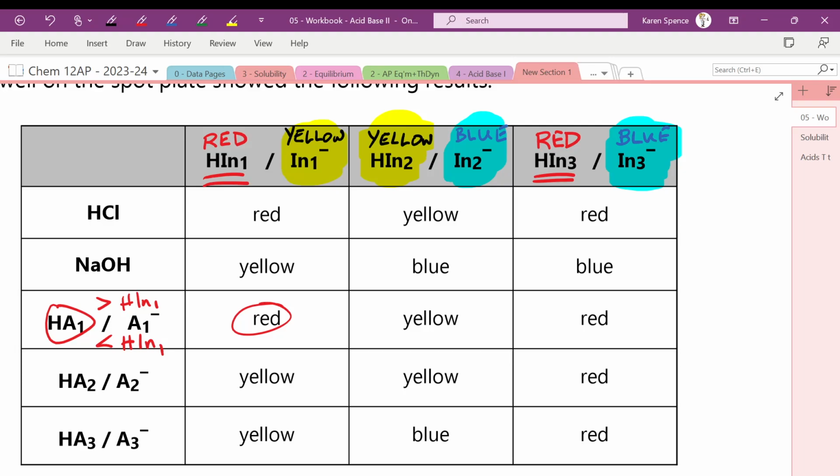Now, in a basic solution, let's just go with this. Now, the transition between the acid form and the base form is what the color will be, transitioning between the acid form and the base form.